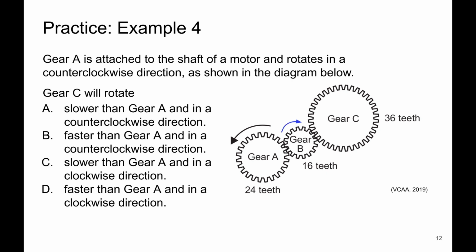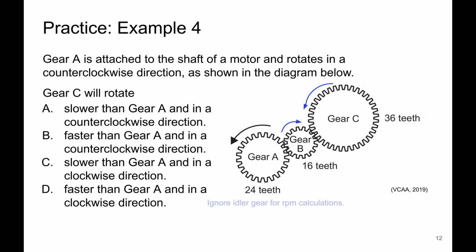Okay, so if gear A is rotating in a counterclockwise direction, that means that it will cause gear B to rotate in a clockwise direction, which in turn will mean that gear C then rotates in a counterclockwise direction. So we have the direction.